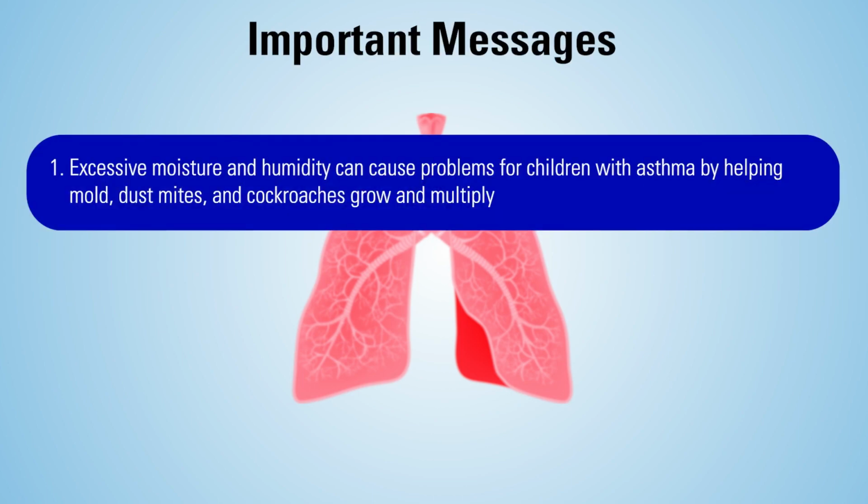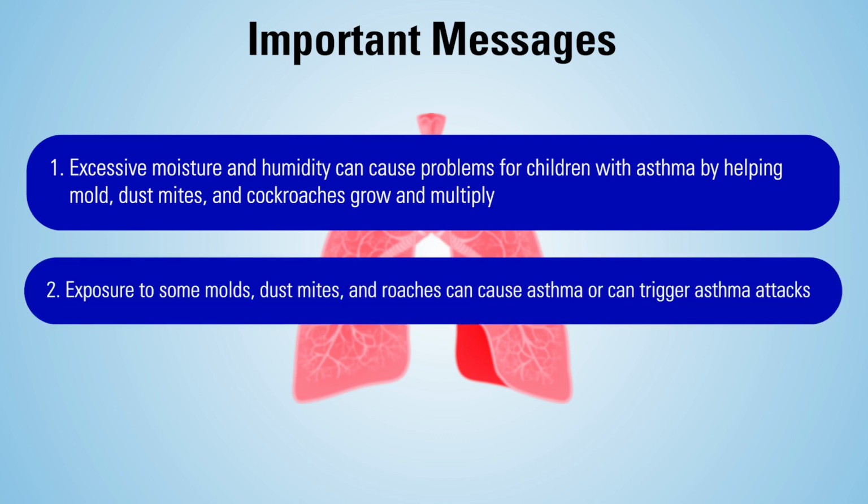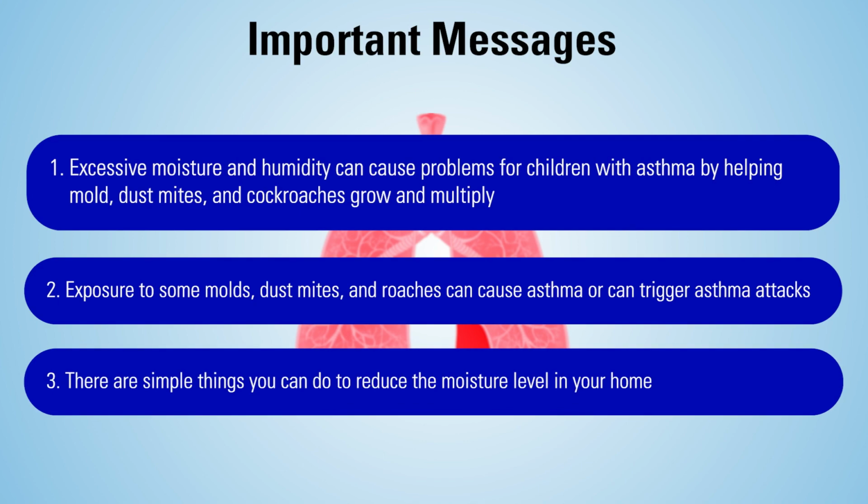Excessive moisture and humidity can cause problems for children with asthma by helping mold, dust mites, and cockroaches grow and multiply. Exposure to some molds, dust mites, and roaches can cause asthma or can trigger an asthma attack. There are simple things that you can do to reduce the moisture level in your home.